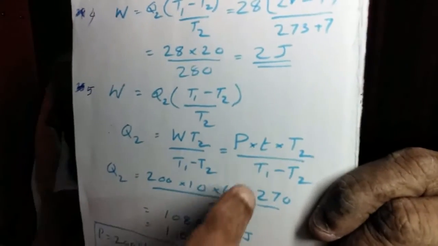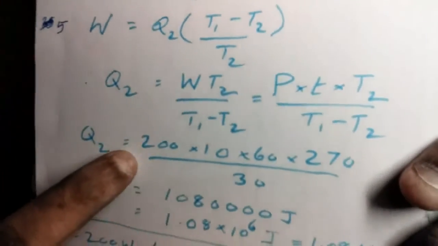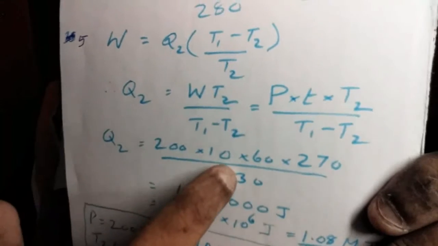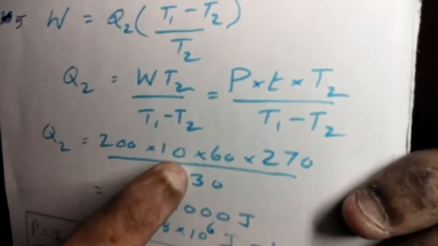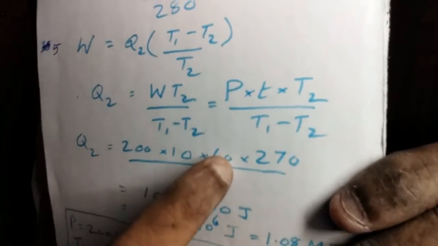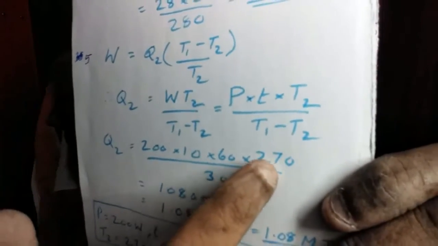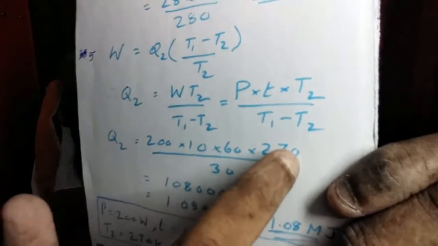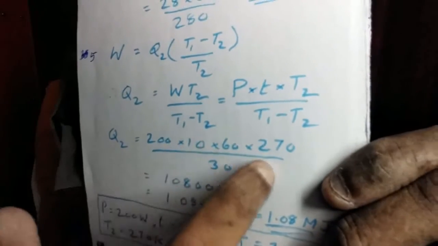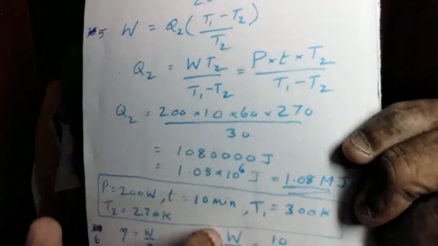Into T2 by (T1 minus T2). Power is given to be 200 watts and time is 10 minutes. It must be converted into seconds, so 10 into 60, into T2, which is 270 Kelvin. That is given in Kelvin itself. Divided by T1 minus T2, which is 30.